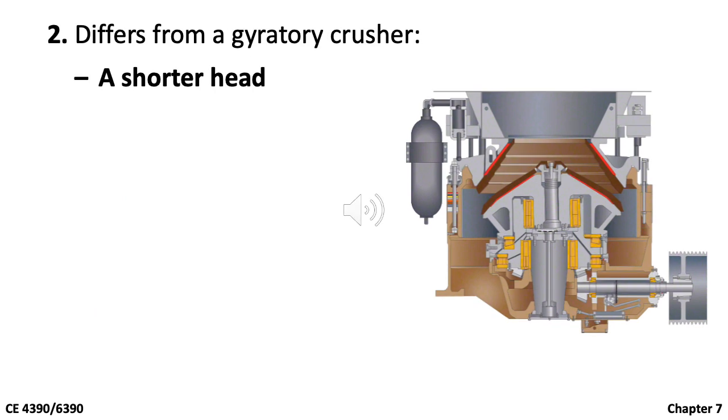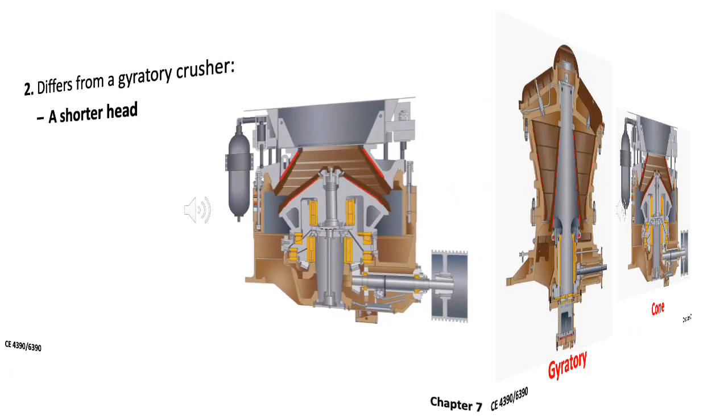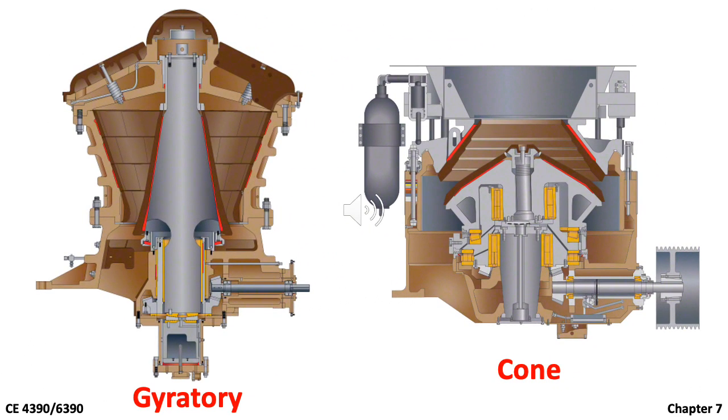Okay, so here are the main features that distinguish between a cone and a gyratory crusher. First, the cone crusher has a shorter head. So in this slide, the gyratory crusher is the one on the left and the cone crusher is the one on the right side. As you can see, the cone crusher has a much shorter head than the gyratory crusher.